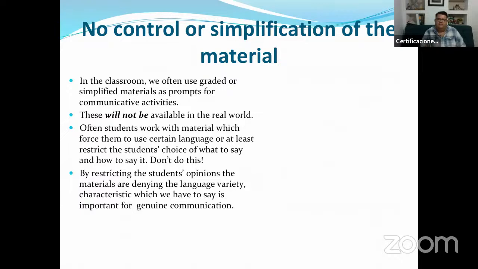Continue reading, Salim. By restricting the students' opinions, the materials are denying the language variety. You pronounce it like that? Priority, yes. Priority, a characteristic which we have to say is important for genuine communication. Genuine communication, very good. Premise number two, the less controlled the material, the better. What is controlled material? Material that limits the student. An image with sentences is control.